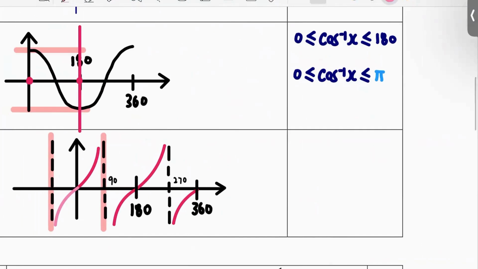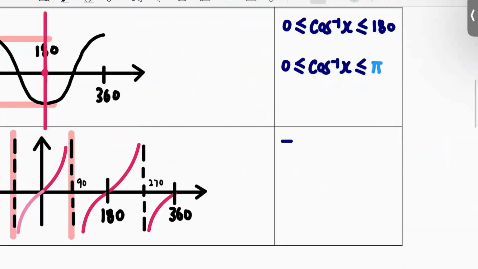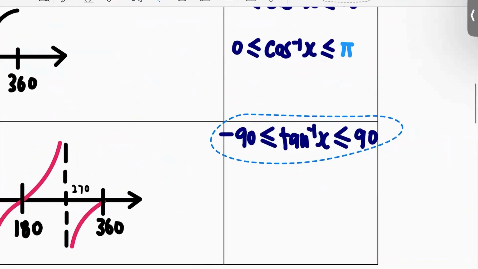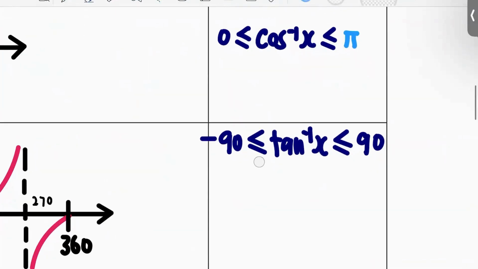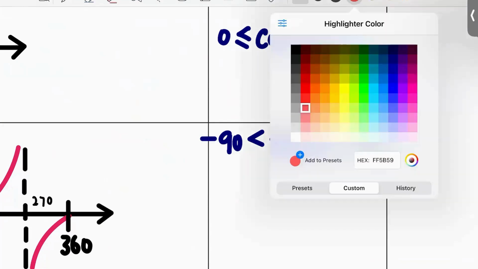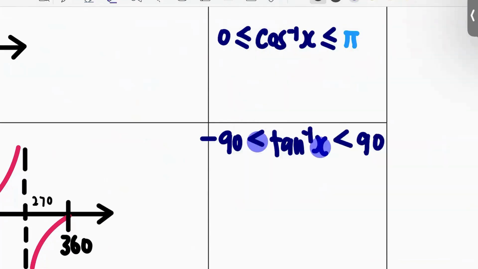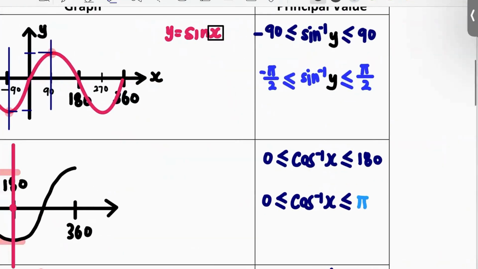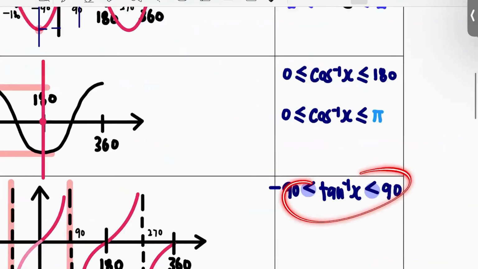So because they never touch, what happens here is that you have negative 90. Okay, I just put tangent inverse x, okay? So tangent inverse x. Then this one here is 90. So a lot of us will do it this way because I said it's similar to sine graph, right? Because it never touches, I have to remove. So this is the thing that you need to take note. This one and this one, it's the different one, right? Because this one is inclusive, but this one is non-inclusive.